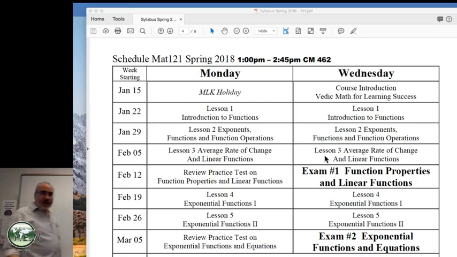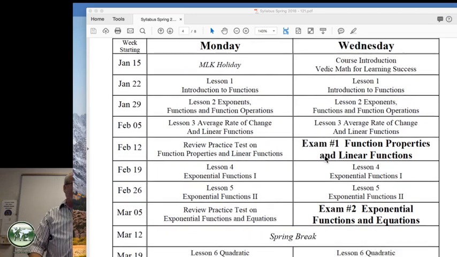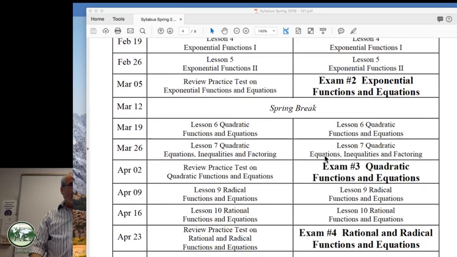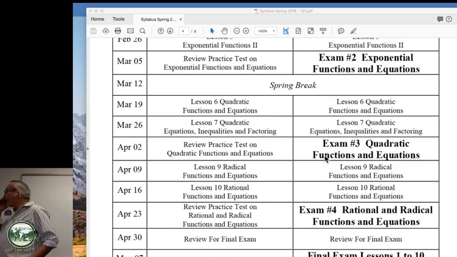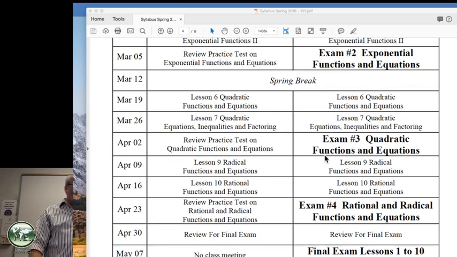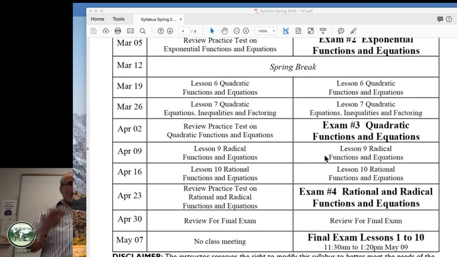And so this is just our basic course layout. We've got spring break, and then we've got lessons 6 through 10 after spring break. Okay, and four exams, and then a final exam, and then we've got the whole last week for reviewing, which again, I'll give you a practice exam. There are some videos to watch also on how to solve them. And basically, we take everything we've learned, put it together, and make sure we understand it.